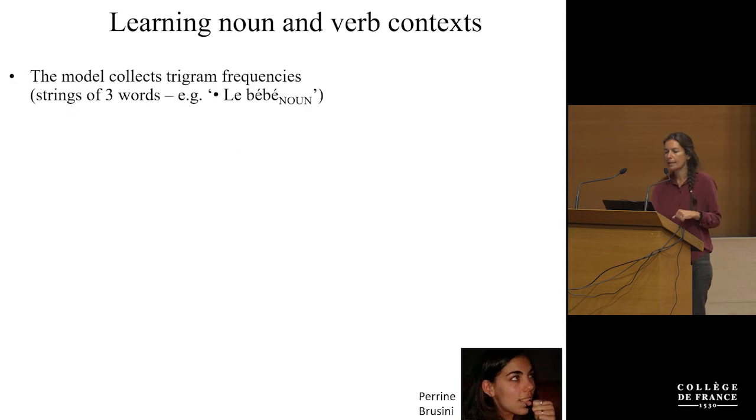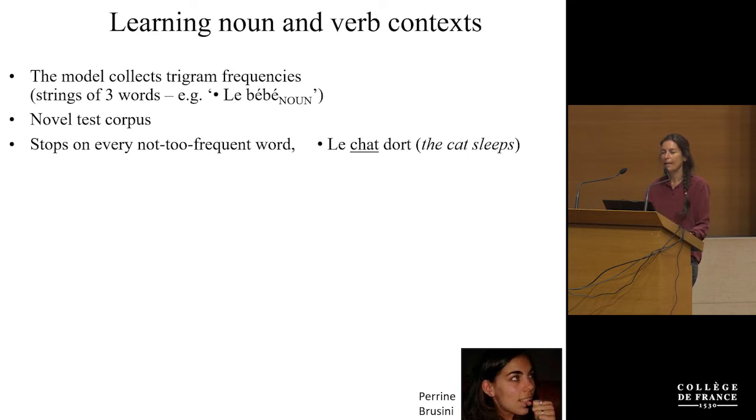And then the model is simply collecting trigram frequencies. This is an extremely stupid model. So in the same idea that Emmanuel was saying before, if the model is simple, then we can interpret what the model is actually doing. So this one is particularly stupid. It's just collecting trigram frequencies.